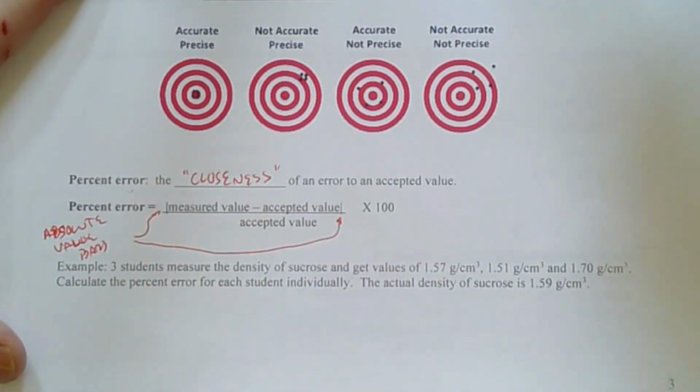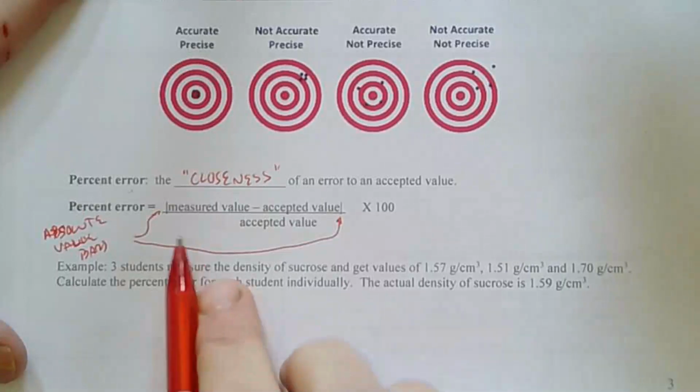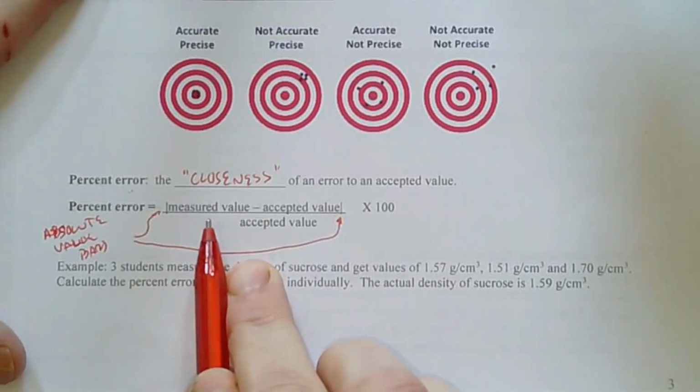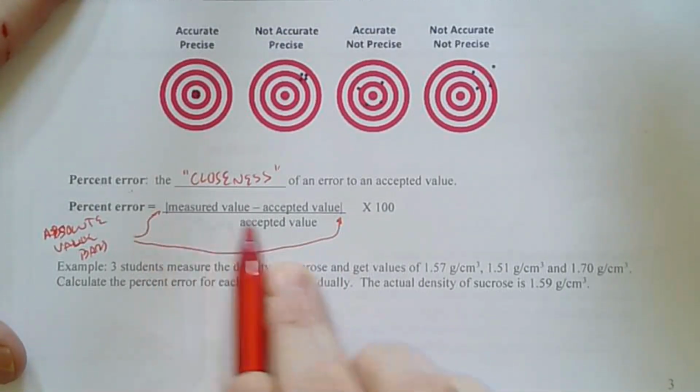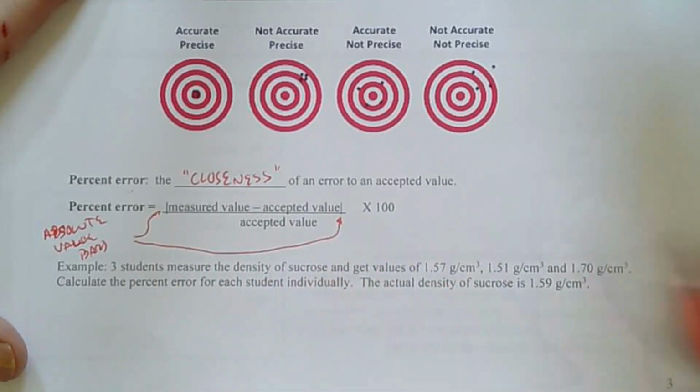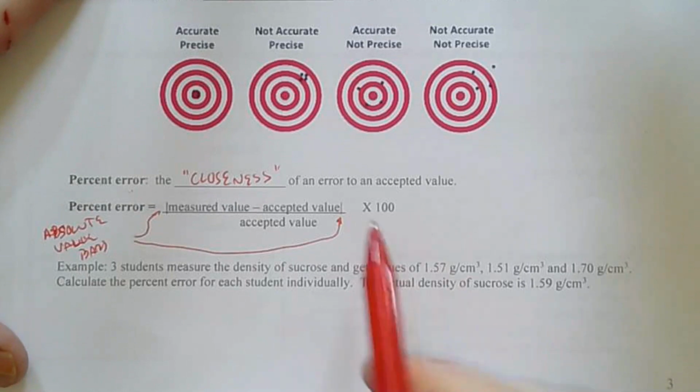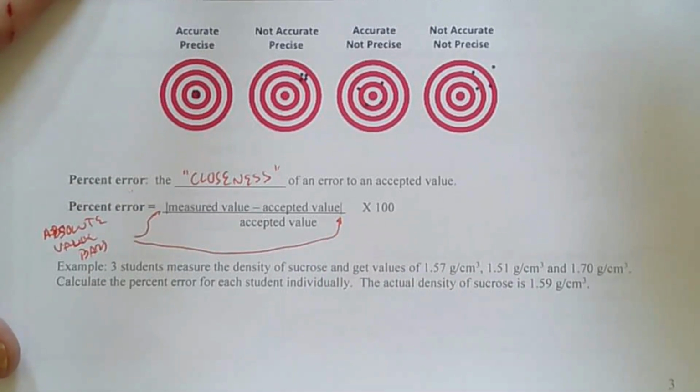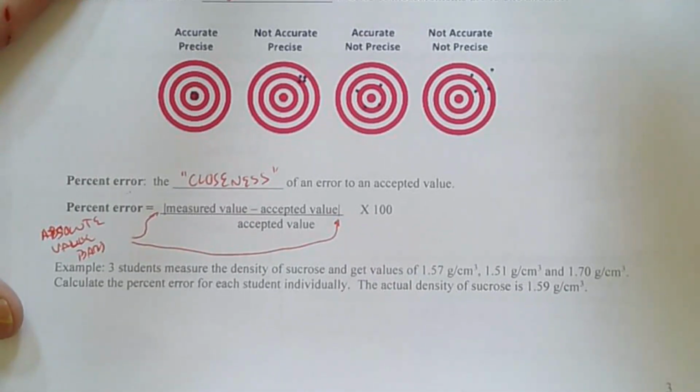Absolute value bars. Oftentimes you will see percent error written with absolute value bars in the formula, and sometimes without. Sometimes it can be very helpful to not include the absolute value bars for percent error, so that you can have a positive percent error or a negative percent error, because that will give you some insight as far as how you did.